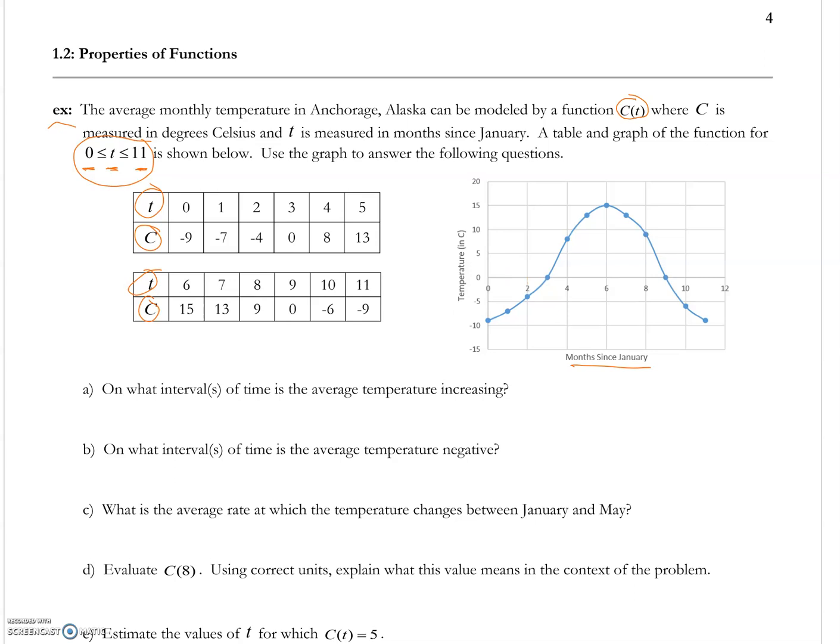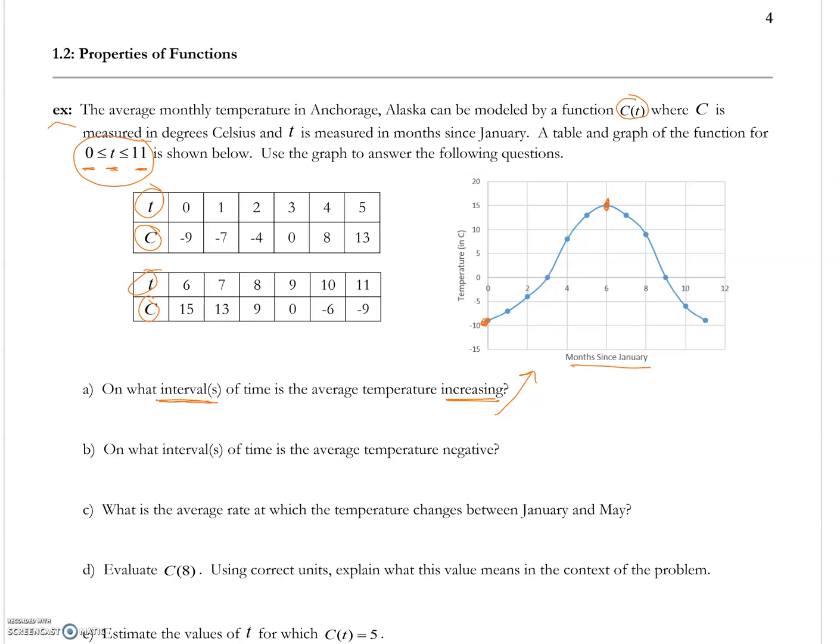Part A says, on what intervals of time is the average temperature increasing? When we see the word interval, that means a time period. So on which time period is the temperature increasing, or when is the temperature going up? When we read a graph, we always read from left to right. As my eyes start over here on the left, I see that my eyes go up, up, up, up, up, then down, down, down, down, down. So I'm trying to decide when is the graph going up. And I can see that it starts here and ends here.